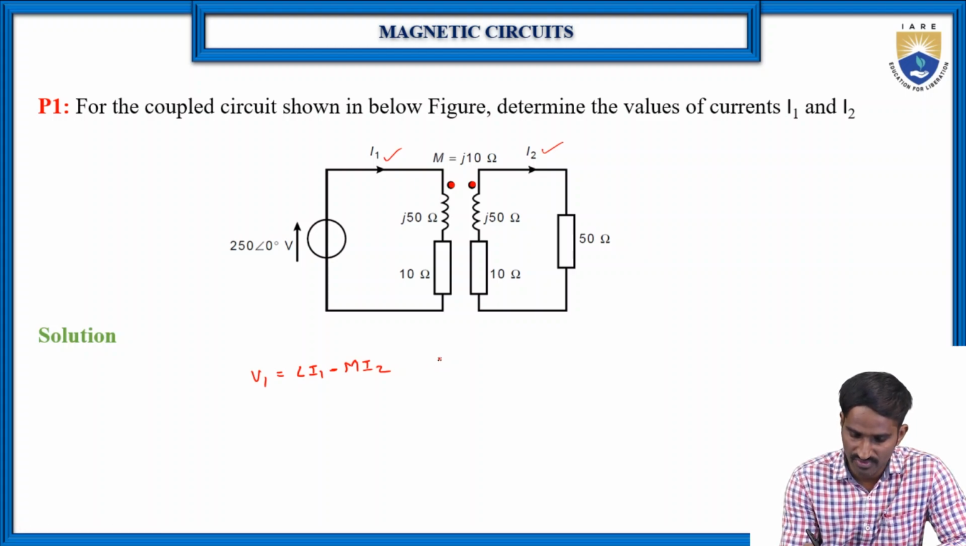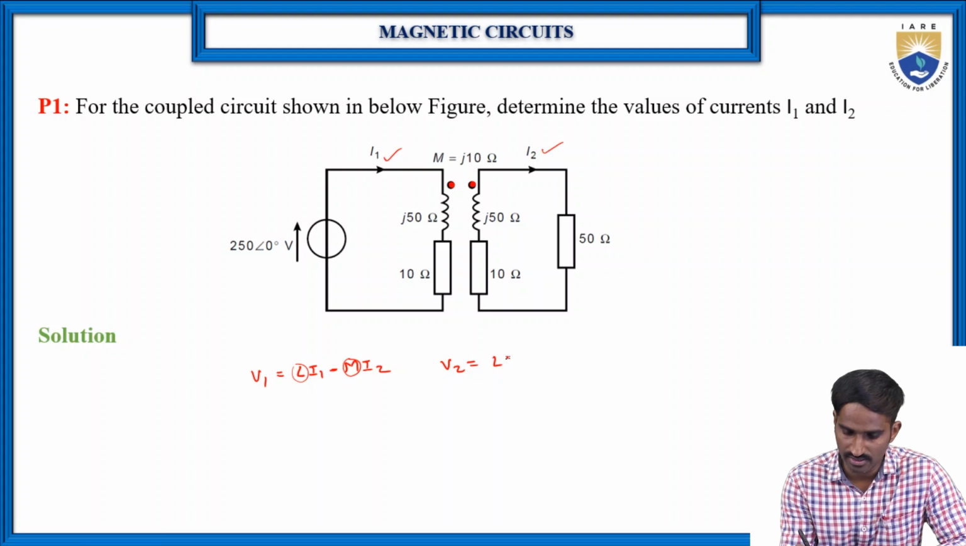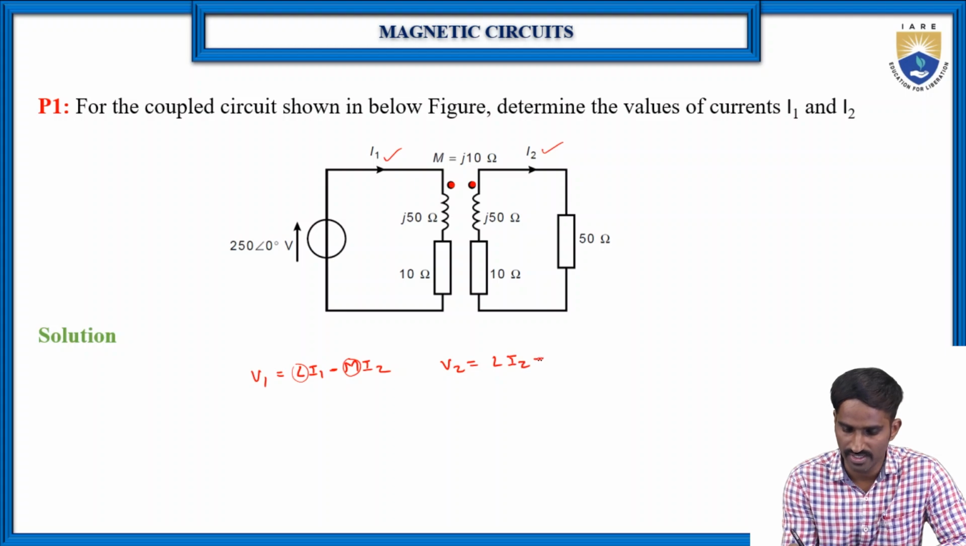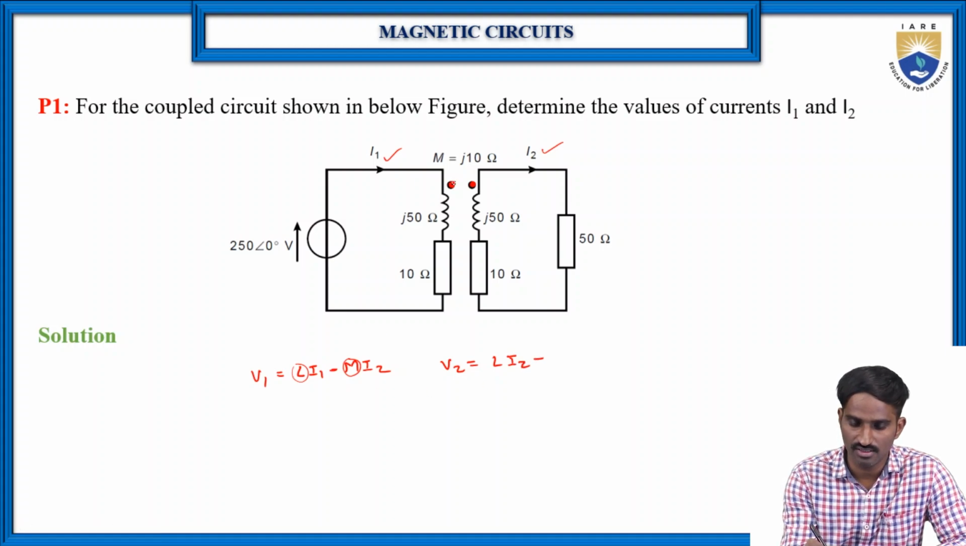Similarly, we can write the equation for V2, which is the voltage, or the EMF, across the secondary terminal. V2 is equal to L into, where L is the self-inductance and M is the mutual inductance, the term due to the mutual inductance produced by the same current, I2, minus. Why did we keep minus? Because at the dotted terminal the current is entering in the primary circuit, and at the dotted terminal the current is leaving from the secondary circuit.